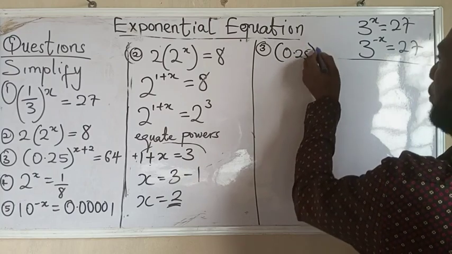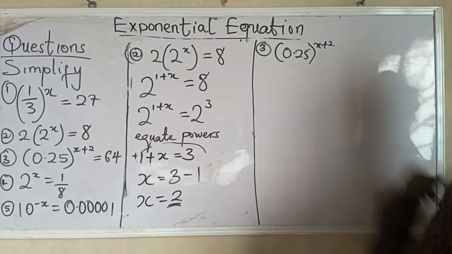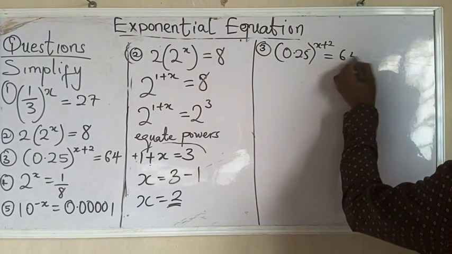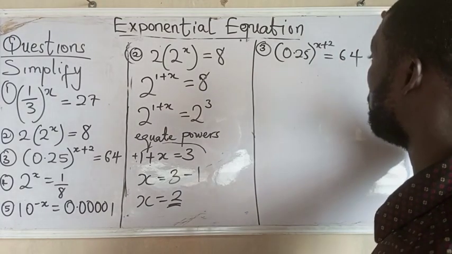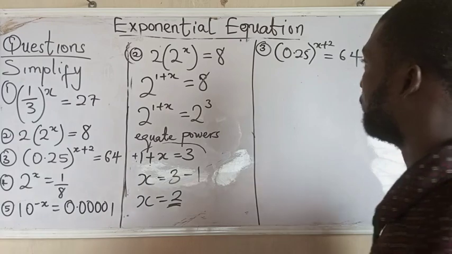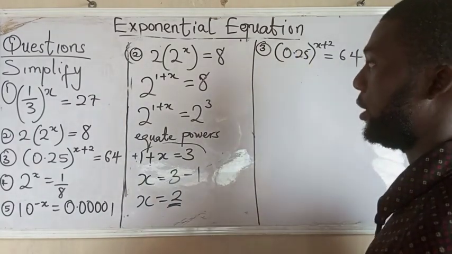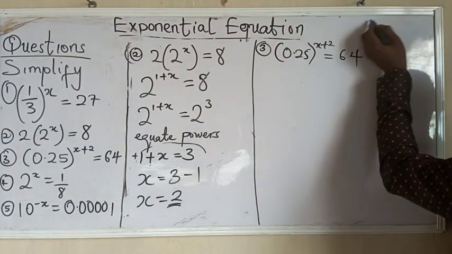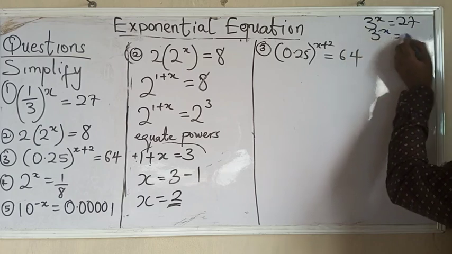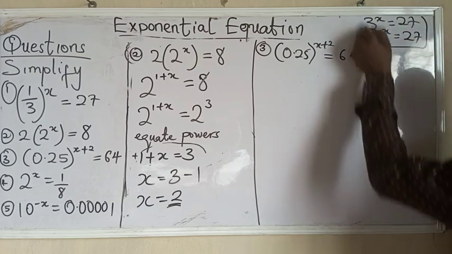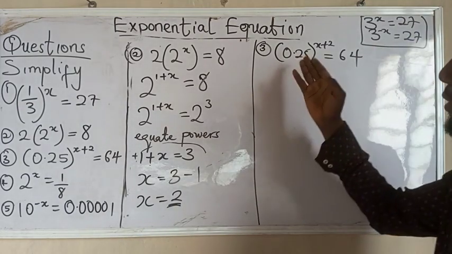0.25 raised to power x plus 2 equals 64. 0.25 all raised to power x plus 2 equals 64. Let's not forget that the question shouldn't be in this format. It should be in something like this, a format of this nature, that's what I mean. I don't mean it has to be 3 raised to power x, but it should be a format of this nature. Now we have a decimal.